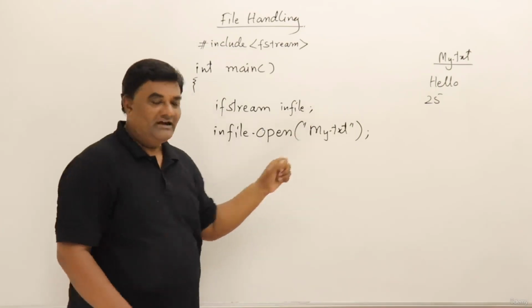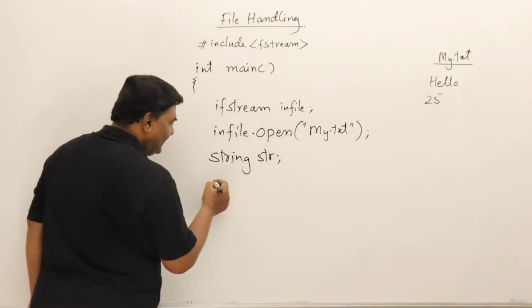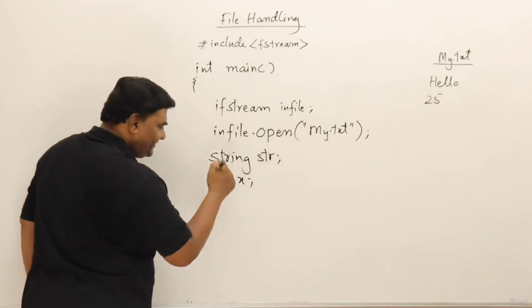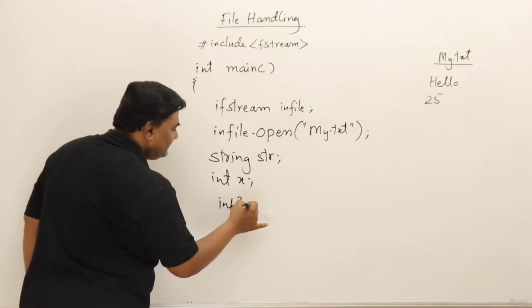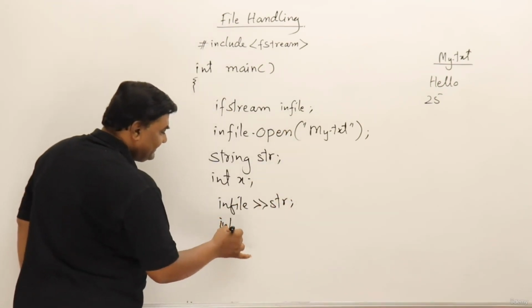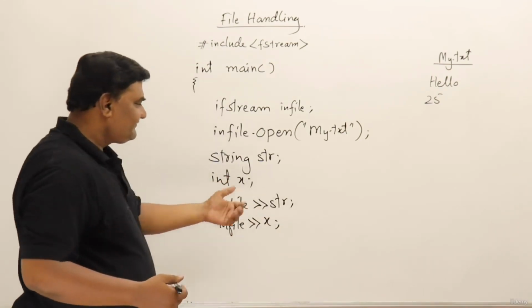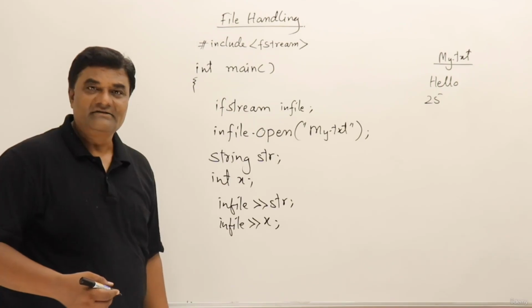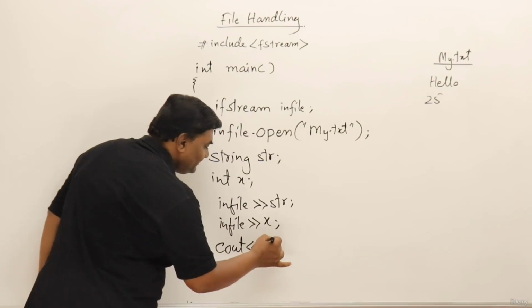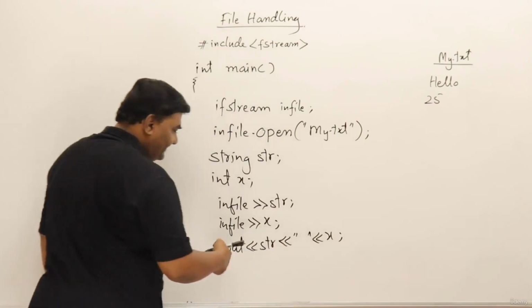Now I want to read those two values. For that I will take one variable of type string, a string object str, and one integer x. Now I have to read from the file. So say inFile extract into str. The first value will be read. Then say inFile extract into x. So the first thing it will read is a string, and the second thing it will read is an integer value. Now cout means it will print on the screen. Yes, obviously we know this. str, then give some space and x. This will print these two values on the screen.